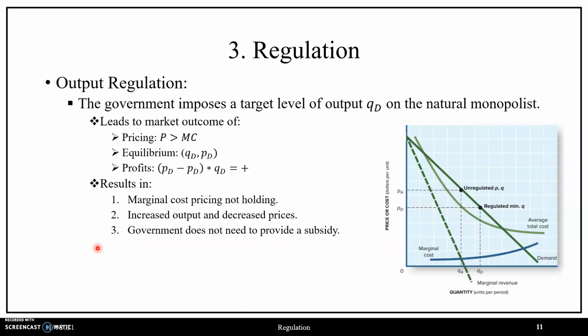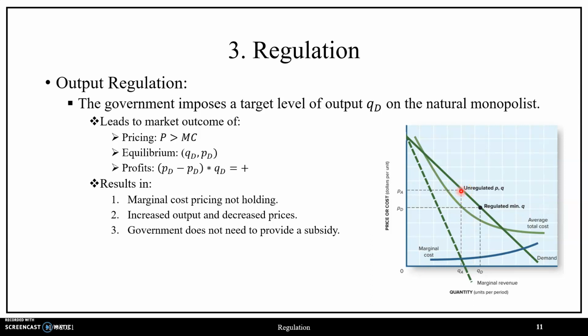Now, turning our attention towards output regulation, this is going to be when the government imposes a target level of output, say Q subscript D, on the natural monopolist, and this will typically be by the amount of customers in the area, where looking at a graphical representation, we have a downward sloping market demand curve, a downward sloping marginal revenue curve below market demand, a low but upward sloping marginal cost curve, and our downward sloping average total cost curve. In equilibrium, the natural monopolist has a quantity level QA and a price point PA, where positive economic profits exist.